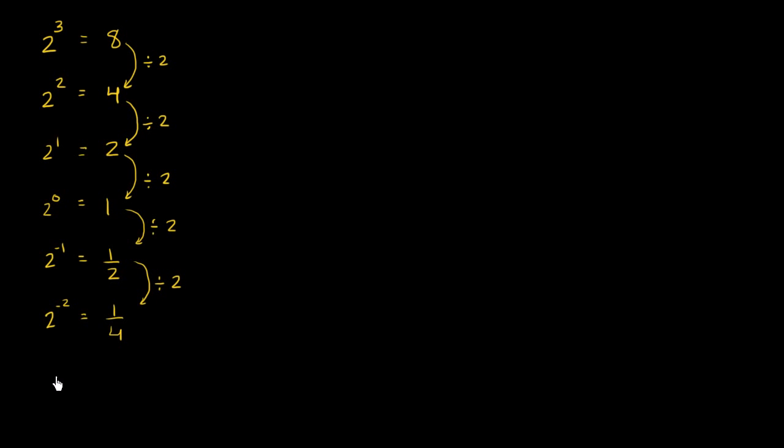I think you see the pattern. 2 to the negative 3 power, well, we should divide by 2 again, and we get to 1 over 8, which is the reciprocal of 2 to the third power. So once again, another way to think about why negative exponents are about taking reciprocals. Taking something to a negative exponent is equivalent to 1 over taking that same base to the positive exponent.